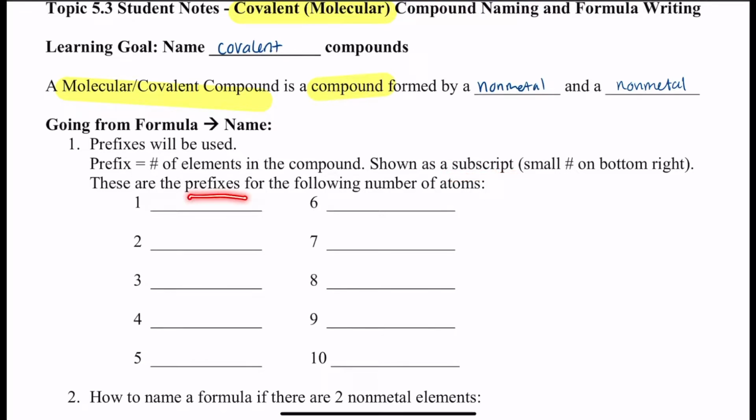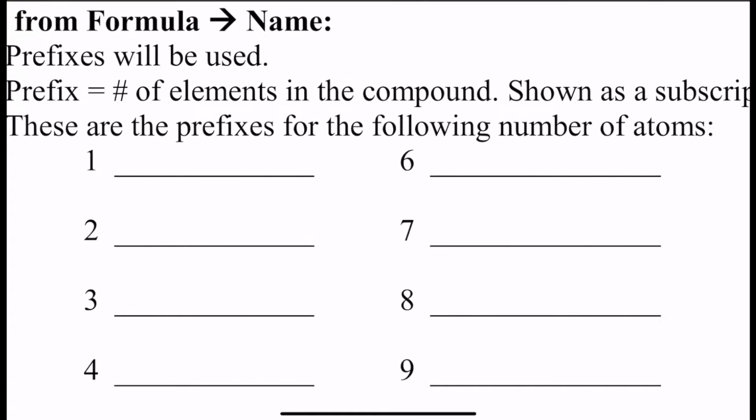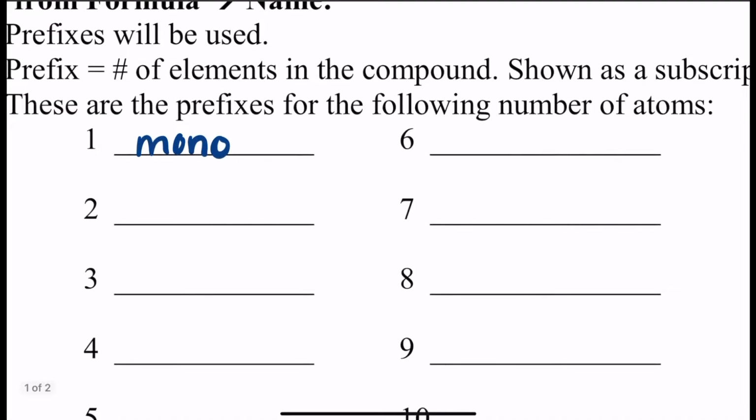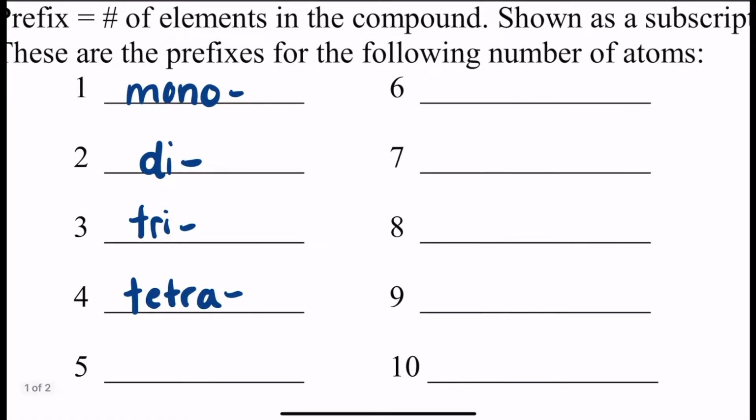These are the prefixes for the following number of atoms. If you have one of something, you might describe it as mono, kind of like a monorail. For 2, the prefix is di, if you have 2 of something. 3 is tri, like a tricycle. 4 is tetra, kind of like the blocks in Tetris, which always have 4 blocks. 5 is penta, like a pentagon or a pentagram.